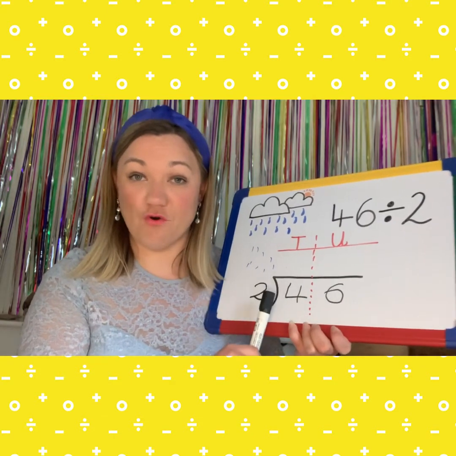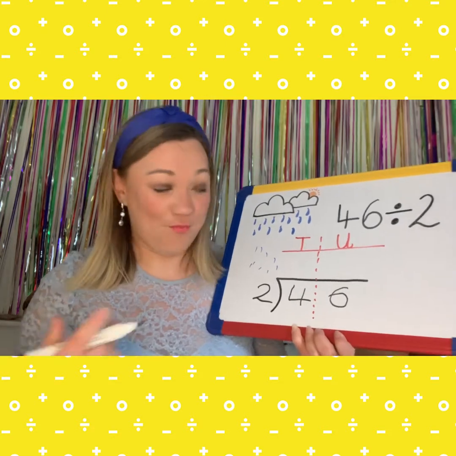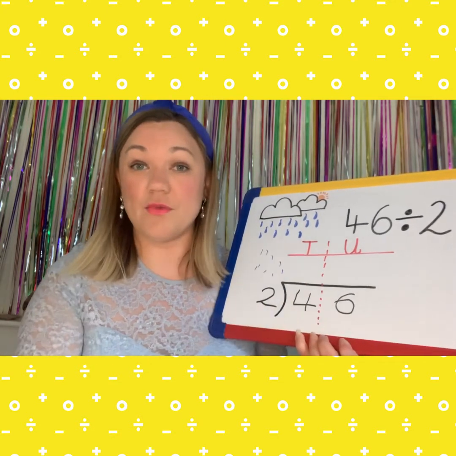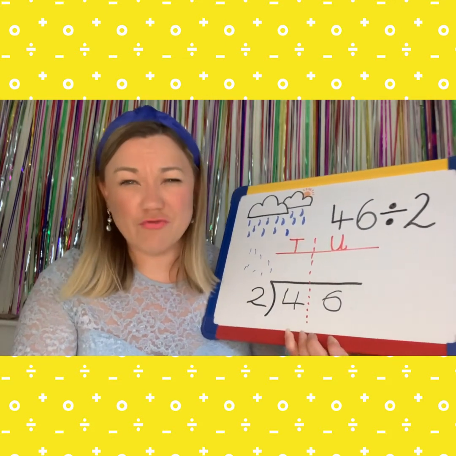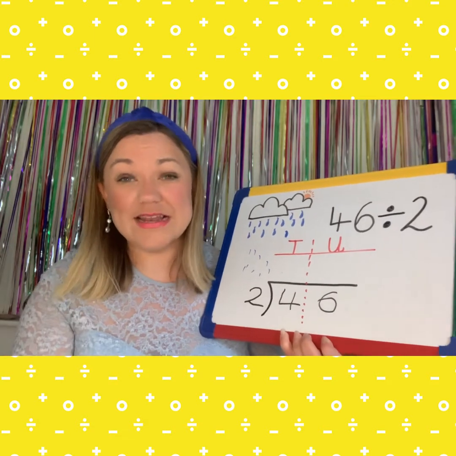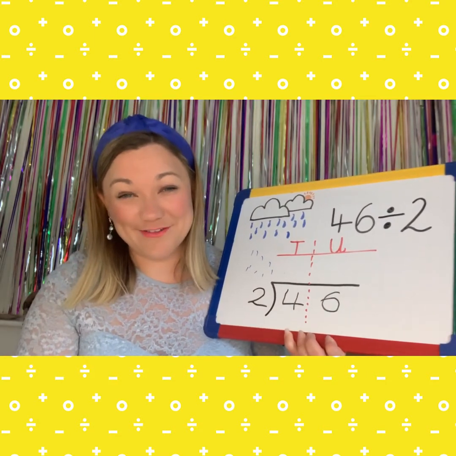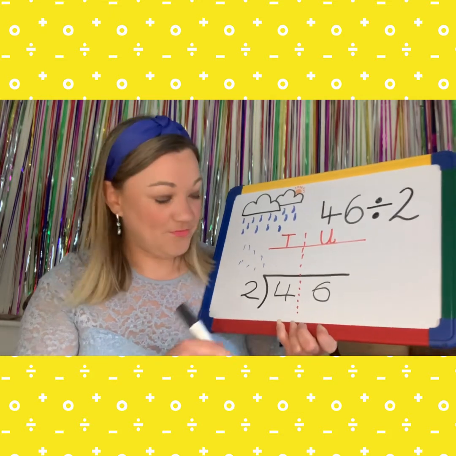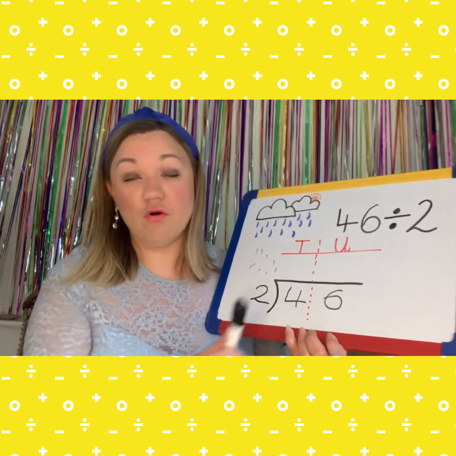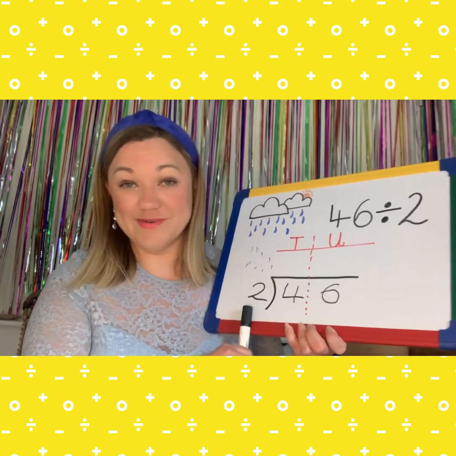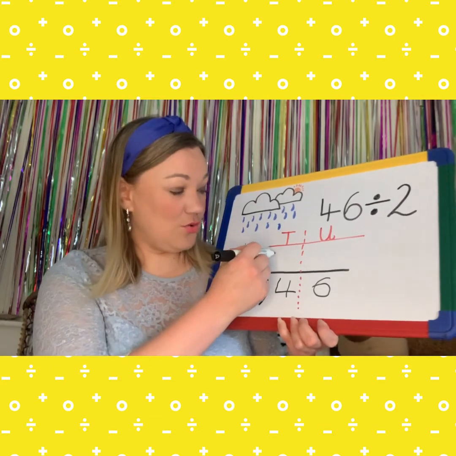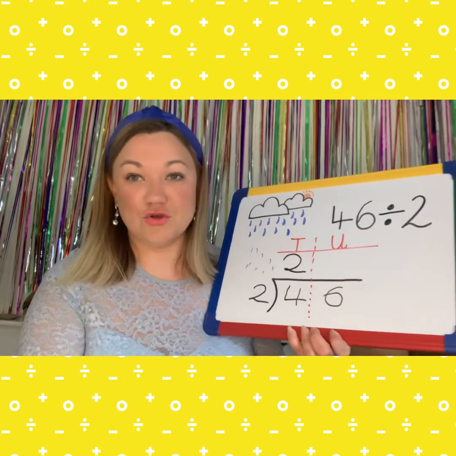I'm saying 4 because it's easier just to say 4, but really, because it's in the tens column, it is a 40. So remember that. We might say 4 to make things a little bit easier and not so much of a mouthful, but it is a 40. So how many 2s are there in 4? Or what is 4 divided by 2? The answer is 2. So I'm going to put my 2 there.